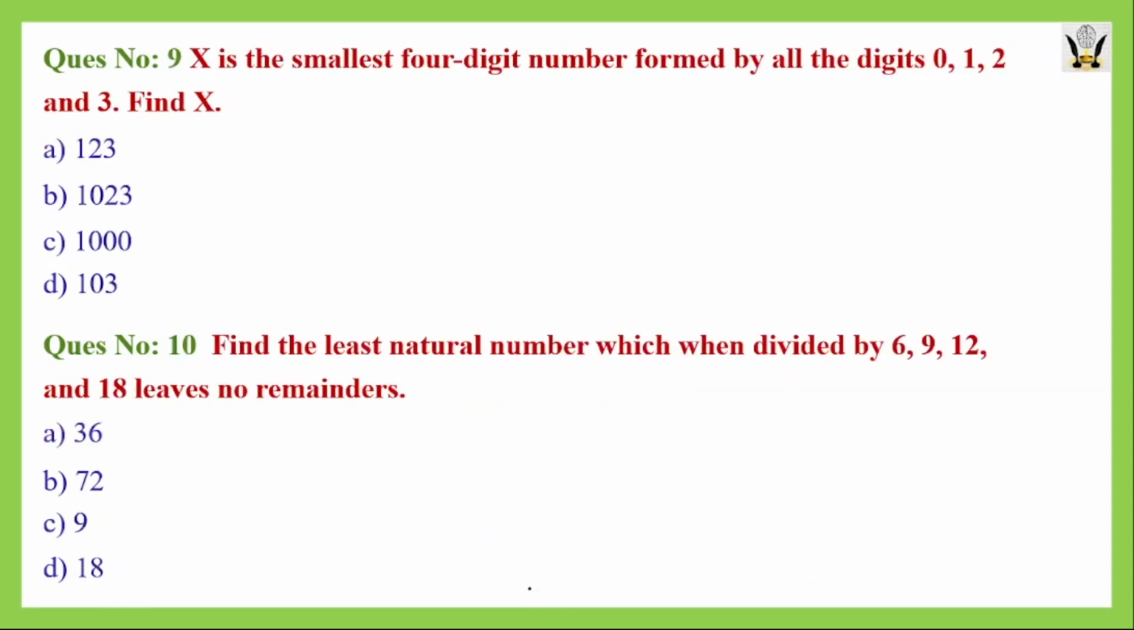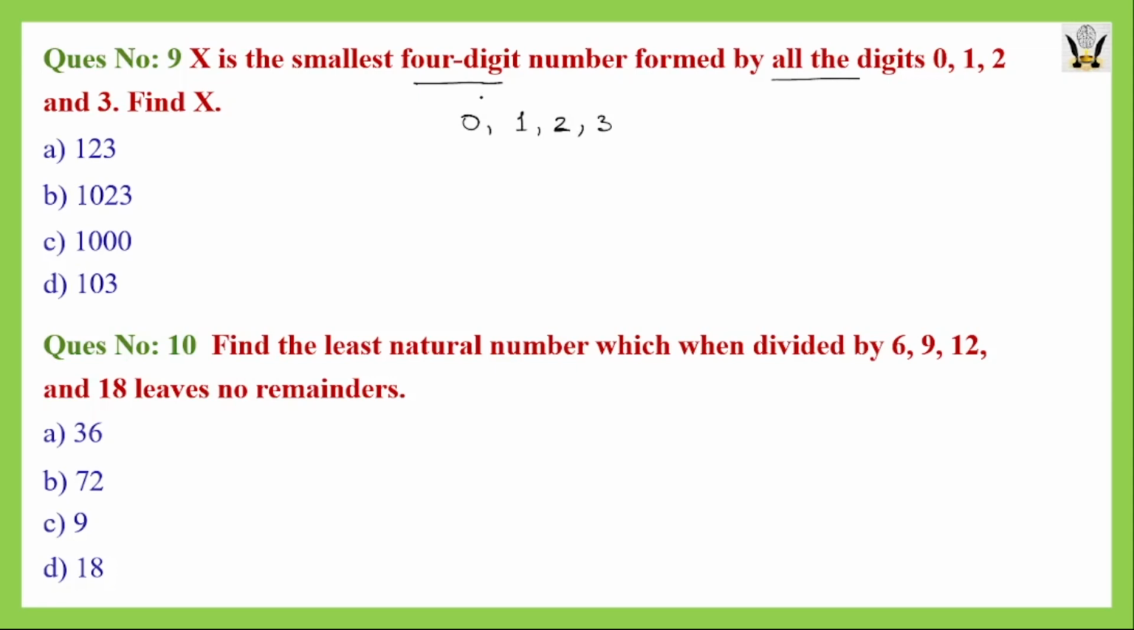Now the next problem sum says that x is the smallest 4-digit number formed by all the digits 0, 1, 2 and 3, and find x. So the given digits are 0, 1, 2, 3. The first criterion is that we have to form a 4-digit number by taking all the digits. We cannot miss or repeat any one of them. And at the same time we have to form a 4-digit number.